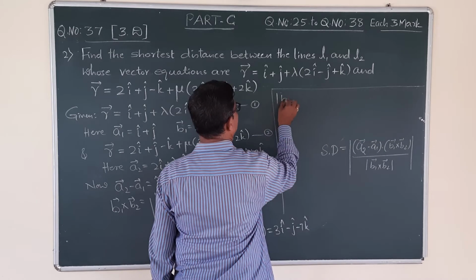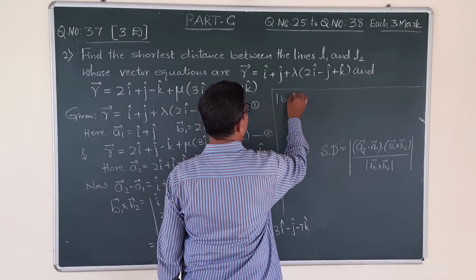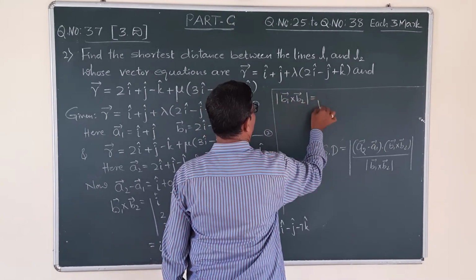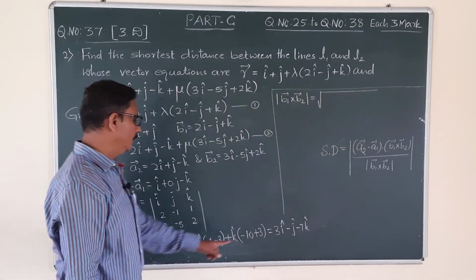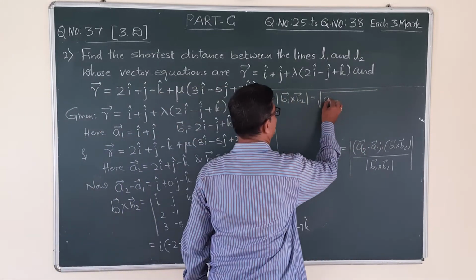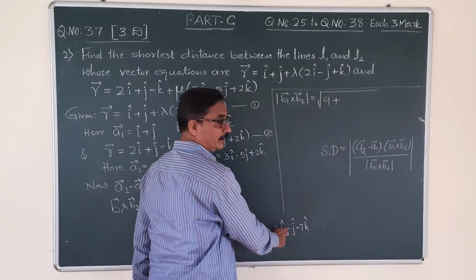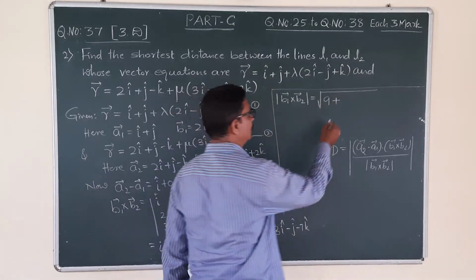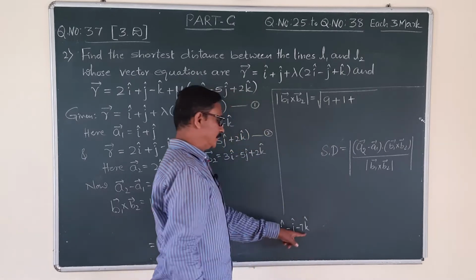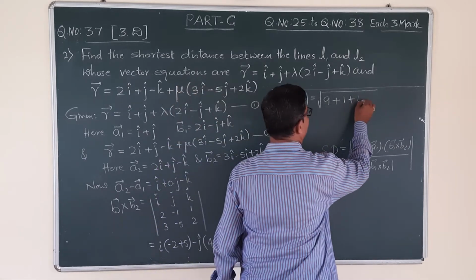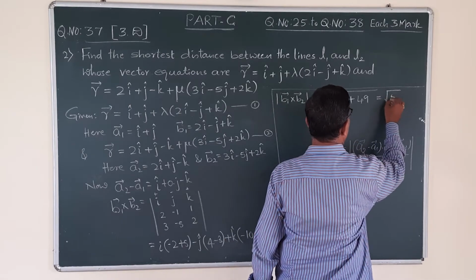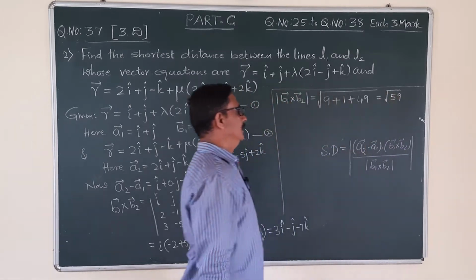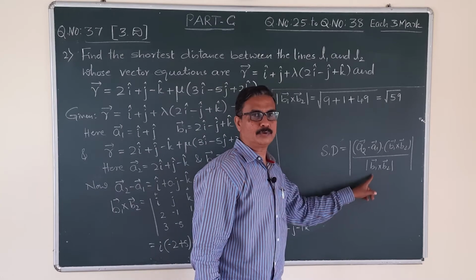Now the magnitude of b1 cross b2 is equal to, magnitude is nothing but the length of the vector, under root of the coefficient of i 3 square 9, plus the coefficient of j minus 1 square 1, plus the coefficient of k minus 7 square 49. How much? That is root 59. Okay, this is the magnitude of b1 cross b2.